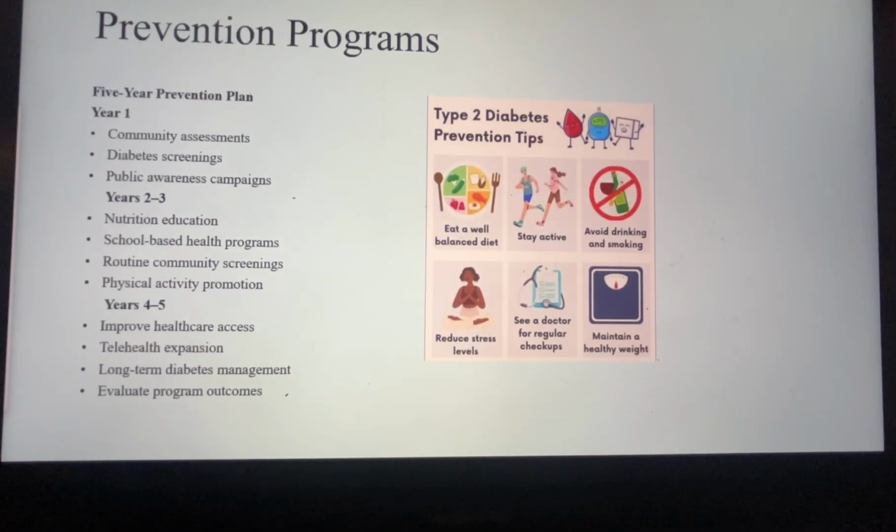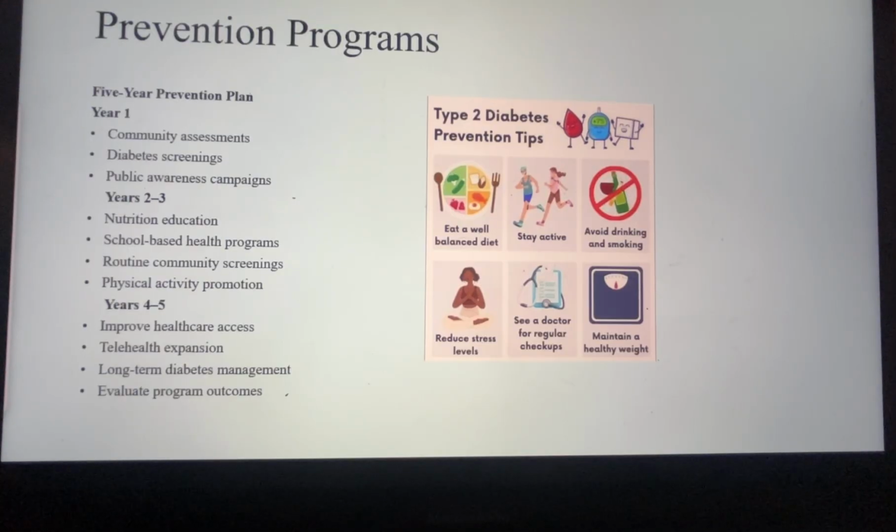So the prevention plan that I've created is a 5-year prevention plan. Year 1, community assessments, screenings, public awareness campaigns or flyers. Year 2 and 3, nutrition education, promoting eating a well-balanced diet, school-based health programs, which can also include diets in the cafeteria, routine community screenings, and physical activity promotion, staying active, avoiding drinking and smoking, reducing stress levels, seeing doctors for regular checkups, and maintaining a healthy weight. Decreasing obesity will also help prevent and manage diabetes.